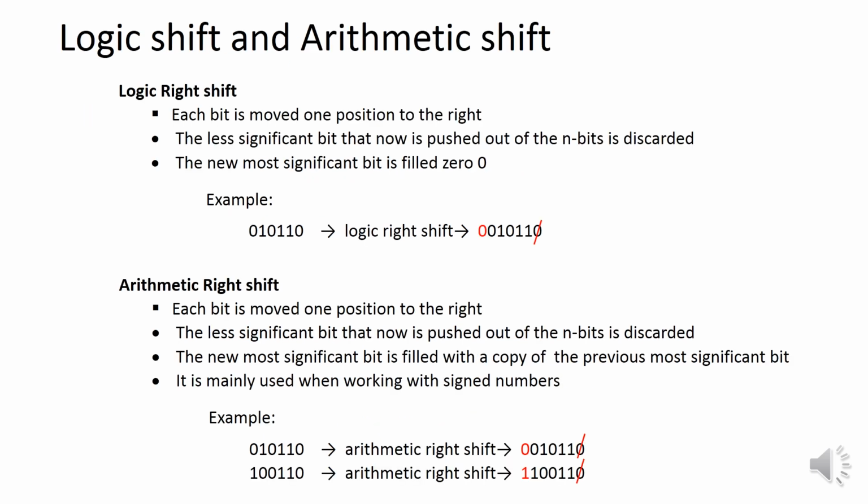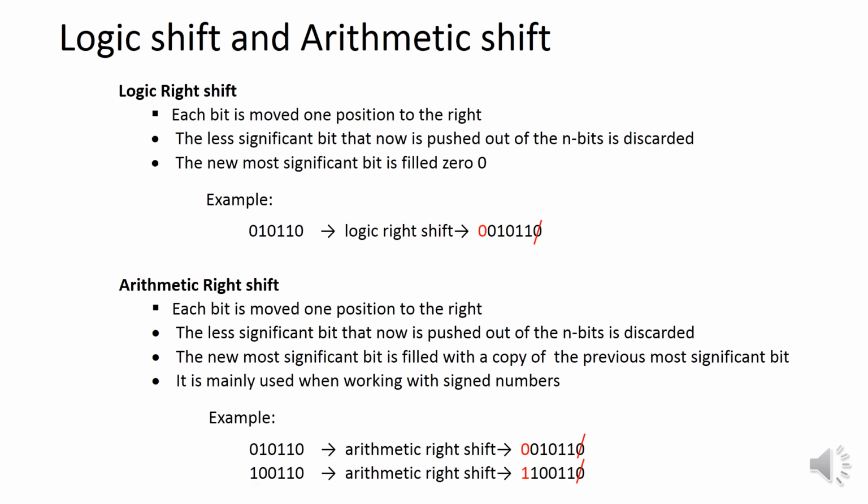Now, let's see the difference between a logic shift and an arithmetic shift. In a logic right shift, each bit is moved one position to the right. The least significant bit that is now pushed out of the bits is discarded, and the new most significant bit is filled with a 0. In an arithmetic right shift, everything is the same, but the new most significant bit is filled with a copy of the previous most significant bit. Example: this bit is a copy of the previous most significant bit. And second example, this bit is a copy of the previous most significant bit.